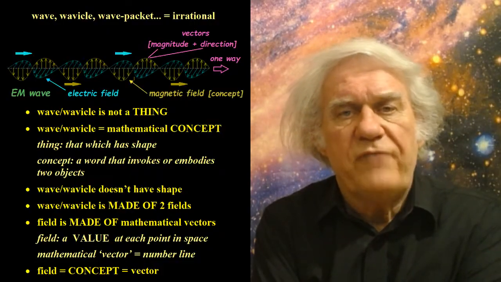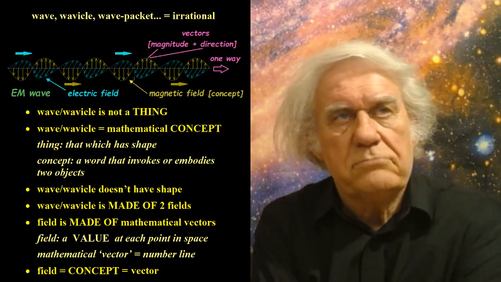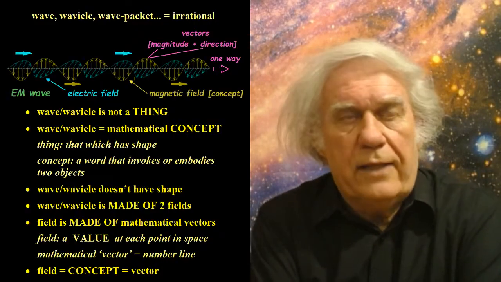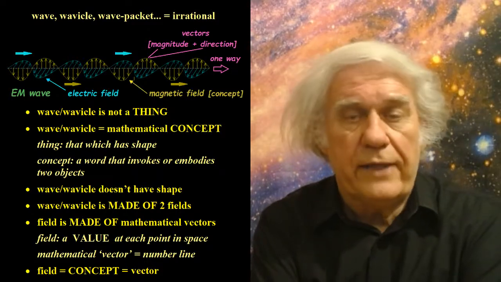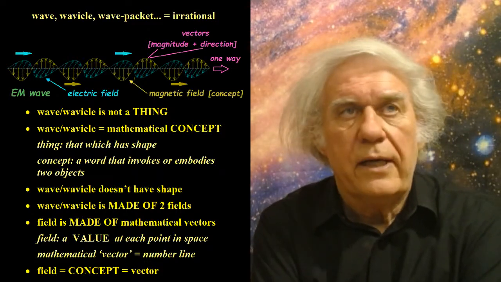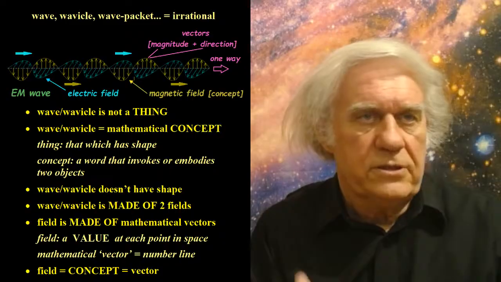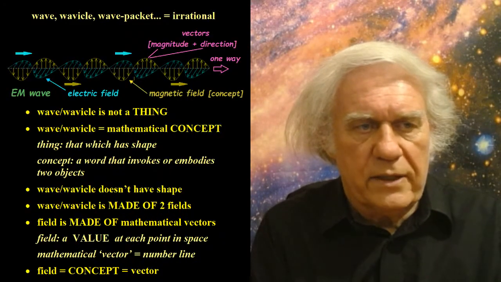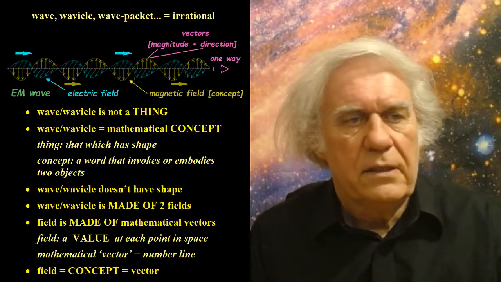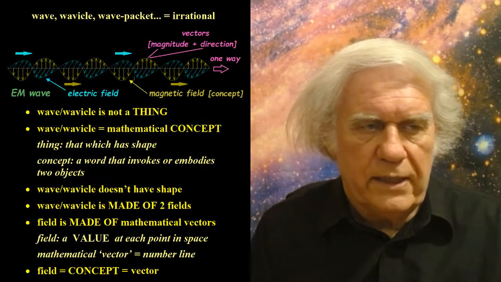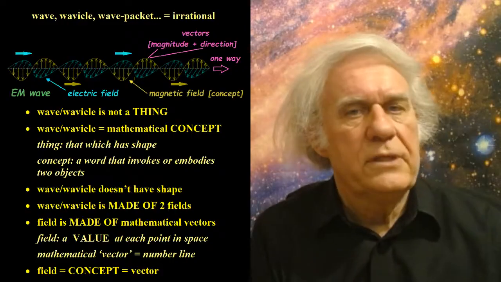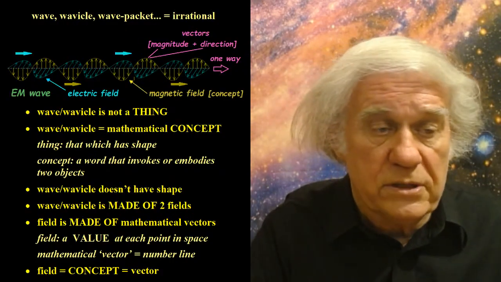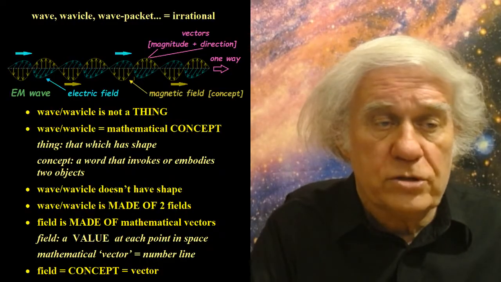So field means values, many values around something, and those are numbers followed by units, predefined units, standards that we created. And so we have these two fields, which are just a bunch of numbers with units, and each one of those fields is made out of vectors. What are vectors? Well, it's magnitude and direction. And actually, it doesn't even have direction. That's the issue. That's wrong too.